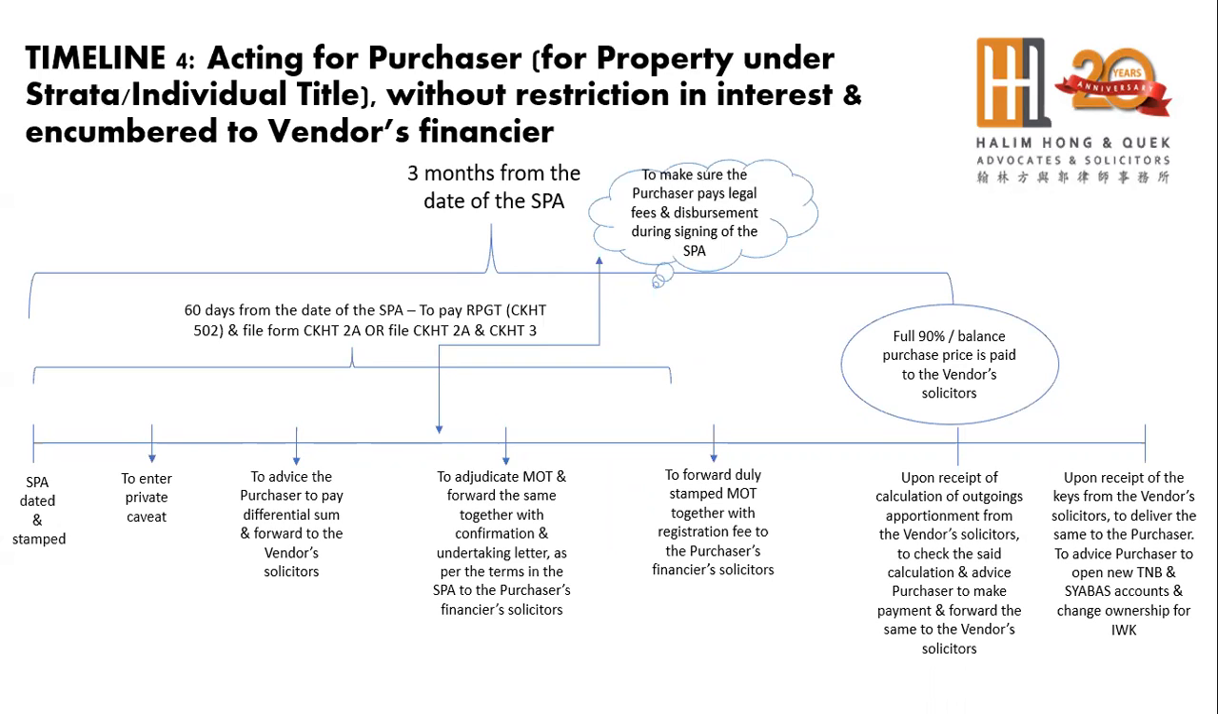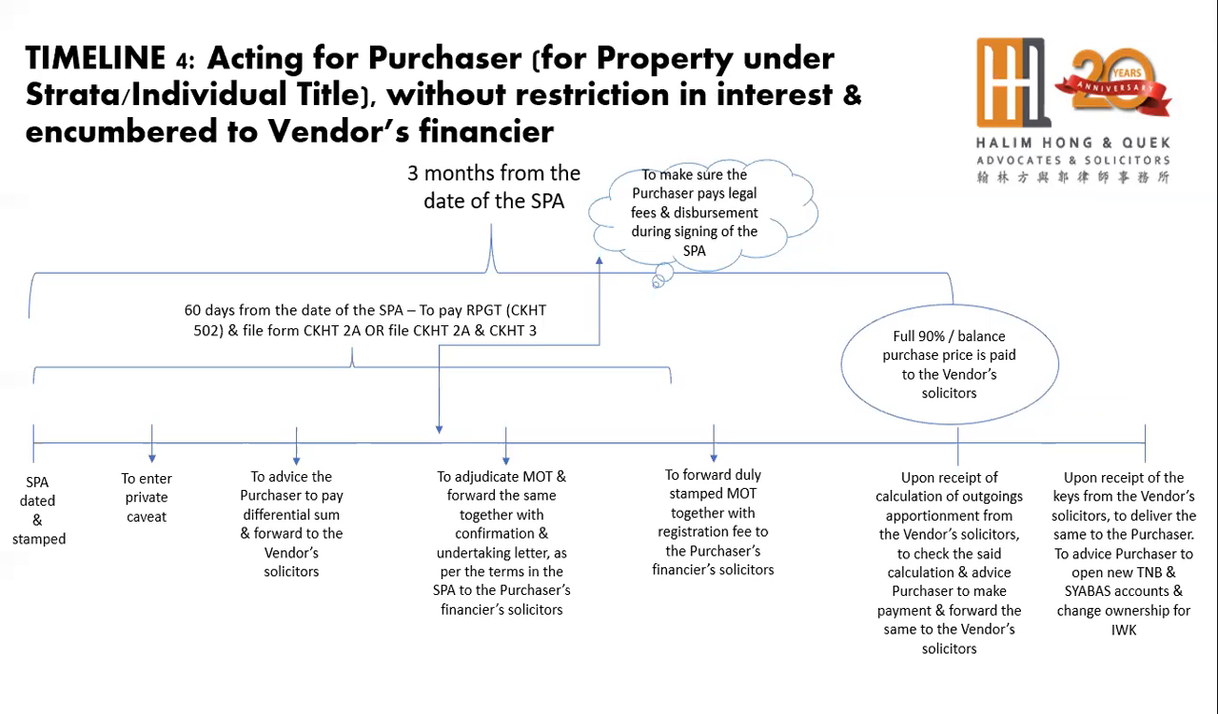So you have to request for a copy from the vendor's lawyer and file CKHD form for the purchaser within 60 days from the SPA date. Just always remember, filing of CKHD form, right, is always 60 days from the SPA date or 60 days from the consent letter date, whichever is later. Okay, so acting for purchaser, after you stamp the SPA, you have to enter caveat to protect your client's interests, and then advise your client to pay differential sum, and then adjudicate MOT.